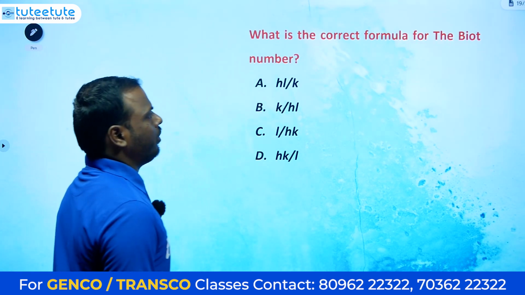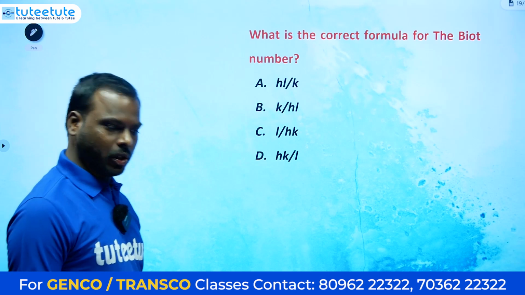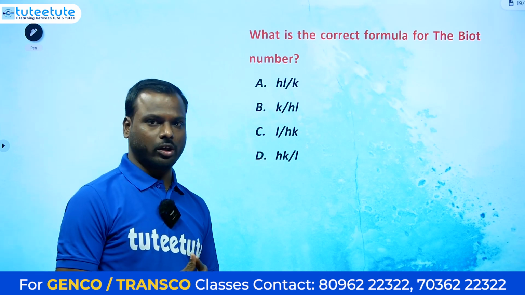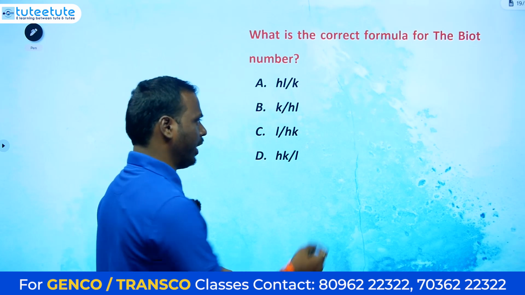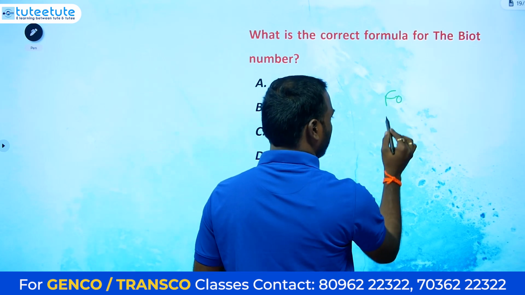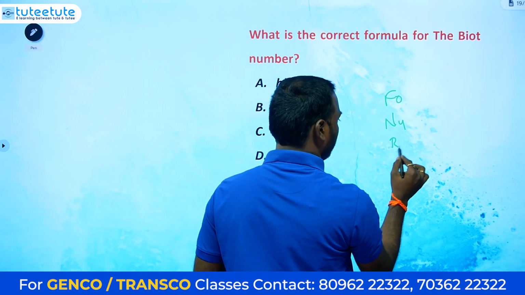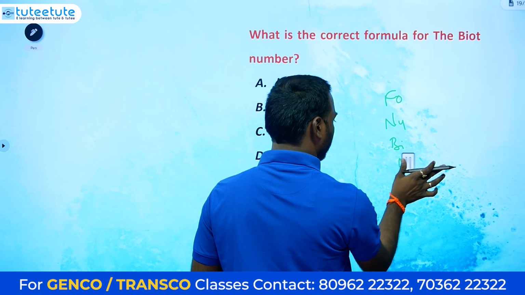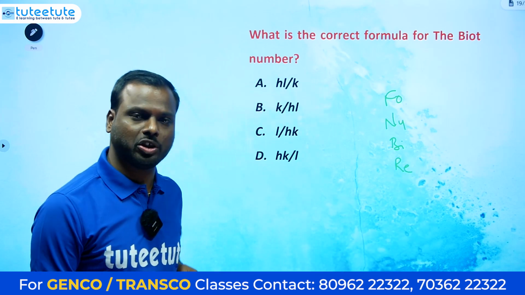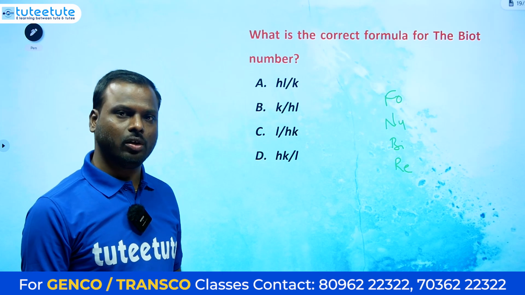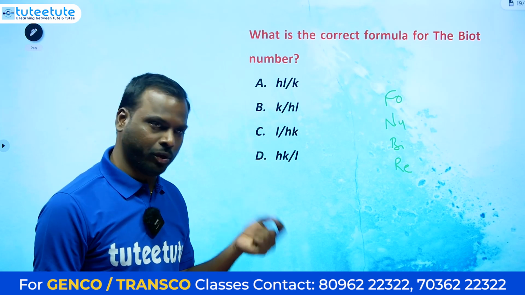What is the correct formula for the Biot number? Here you need to understand some dimensionless numbers, like Fourier number, Nusselt number, Biot number, Reynolds number. All these are dimensionless numbers. Dimensionless means they don't have any units.